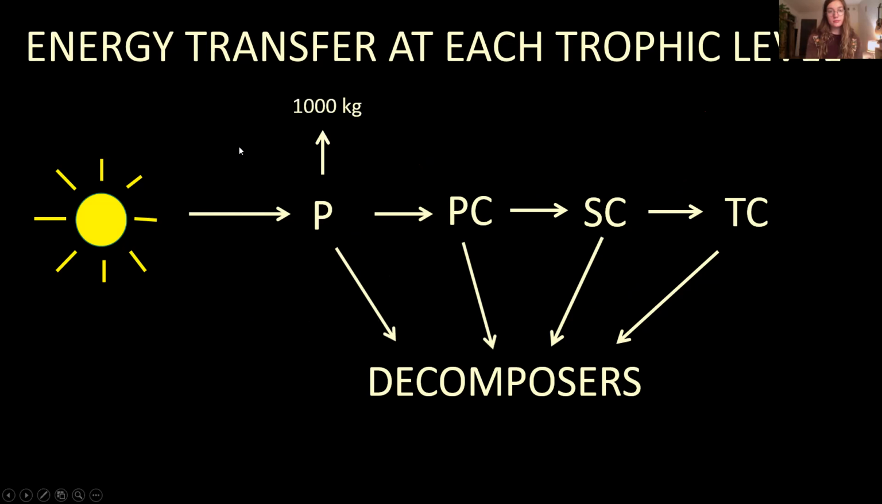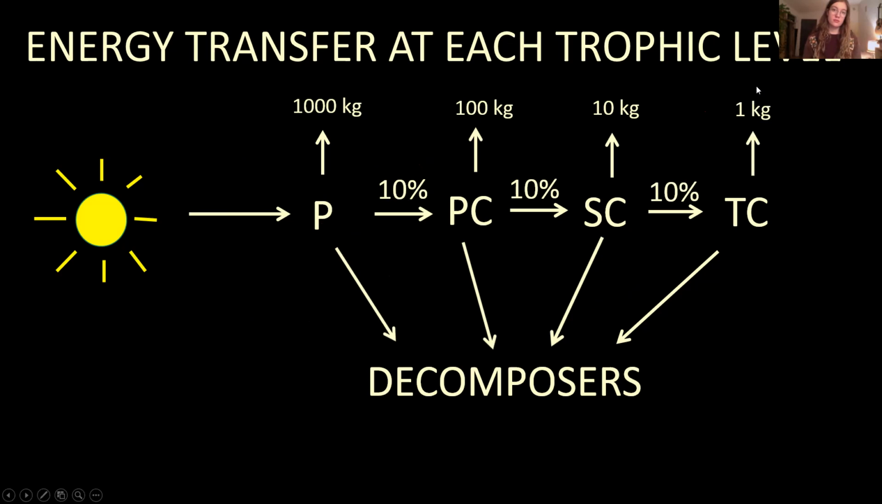All right, so the energy transfer here we talked about. Let's say we have 1,000 kilograms of producers. That could support 10%, 100 kilograms of primary consumers, which would support 10 kilograms, which is 10% of 100, and then 1 kilogram of tertiary consumers. So it's a big giant loss at each step.